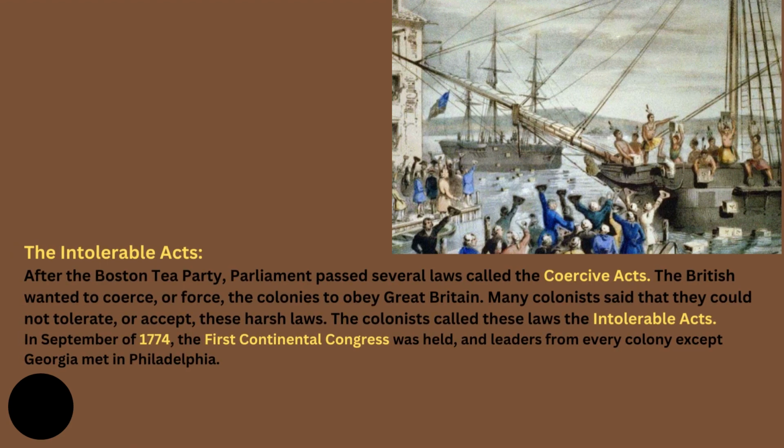The Intolerable Acts: after the Boston Tea Party, Parliament passed several laws called the Coercive Acts, and the British wanted the Coercive Acts to force the colonies to obey Great Britain. Many colonies said that they could not tolerate, or accept, these harsh laws. The colonists called these laws the Intolerable Acts. So in September of 1774, the First Continental Congress was held, and leaders from every colony except Georgia met in Philadelphia.